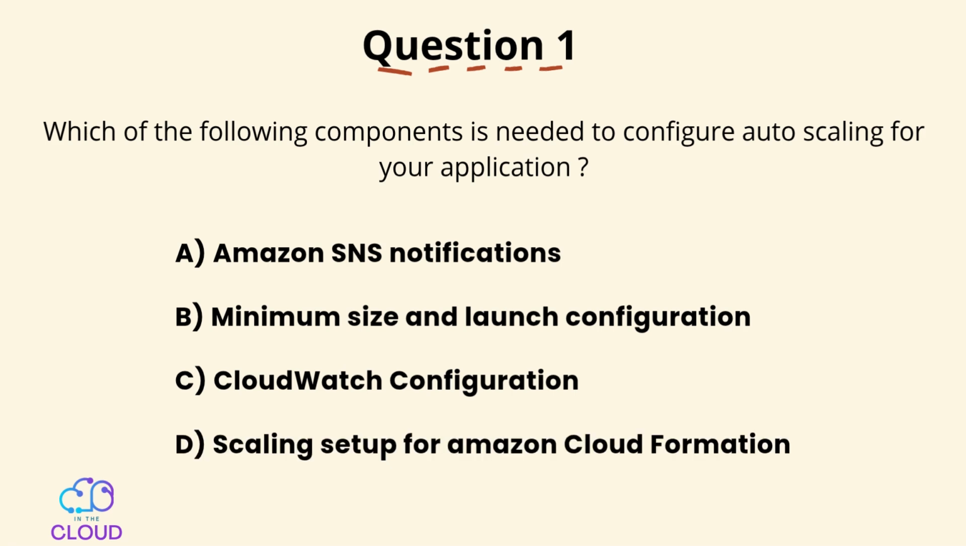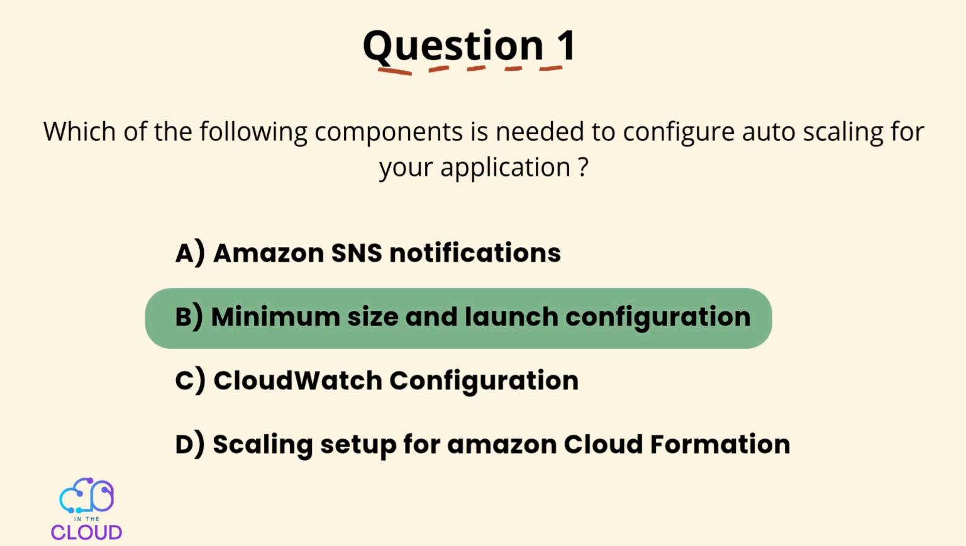D. Scaling setup for Amazon CloudFormation. CloudFormation is a declarative way of outlining your AWS infrastructure. For any resources, most of them are supported, but this is not a step in the configuration of an autoscaling group. So in this scenario, the component needed to configure autoscaling group for your application is B, minimum size and launch configuration.